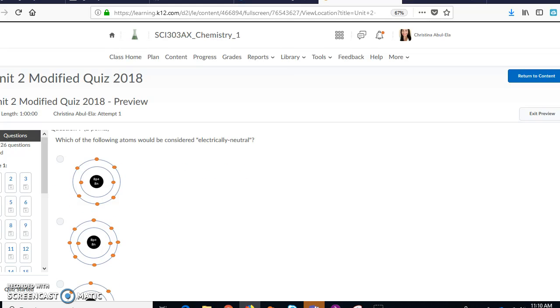Question 7. Which of the following atoms would be considered electrically neutral?